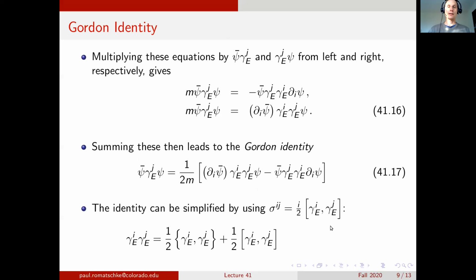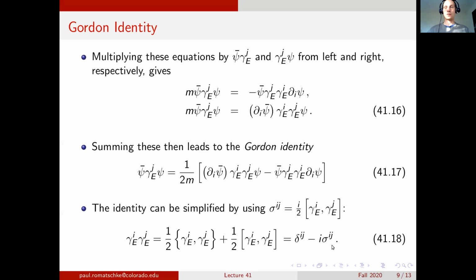We can further simplify this expression by writing the product of two gamma matrices as an anticommutator and a commutator, and introducing the notation sigma ij for the following combination. We can write this as minus i sigma ij, and using the fact that the Euclidean gamma matrices fulfill the Clifford algebra such that the anticommutator is just twice the Kronecker delta, we find that the other contribution is just delta ij.